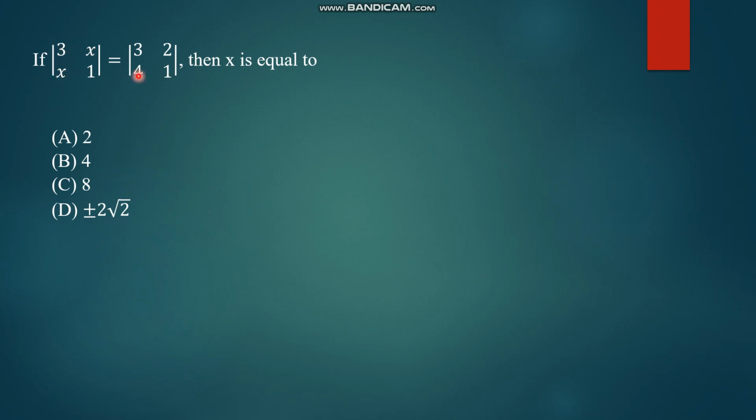Determinant of [3 x; x 1] is equal to determinant of [3 2; 4 1], then x is equal to. See here, actually you don't have to work it out, because 3 minus x square will be the value here. If you have x square, the value of x will have two answers, plus or minus. So directly you can see option D is the answer. But if you want to work it out, the idea is simple. We expand: 3 into 1 is 3, minus x square is equal to 3 minus 8. So 3 cancels, x square will be 8, and when you simplify, x is equal to plus or minus 2 root 2. So option D is the answer.